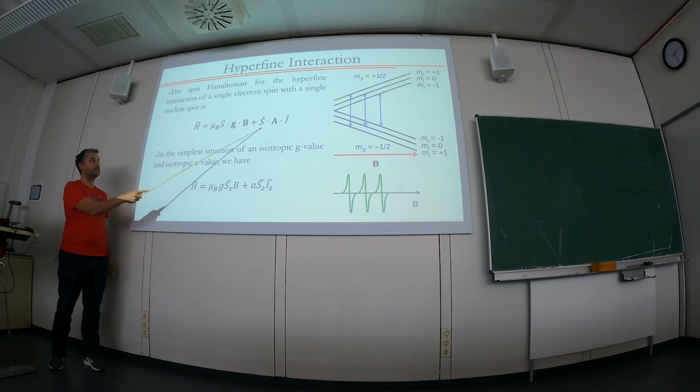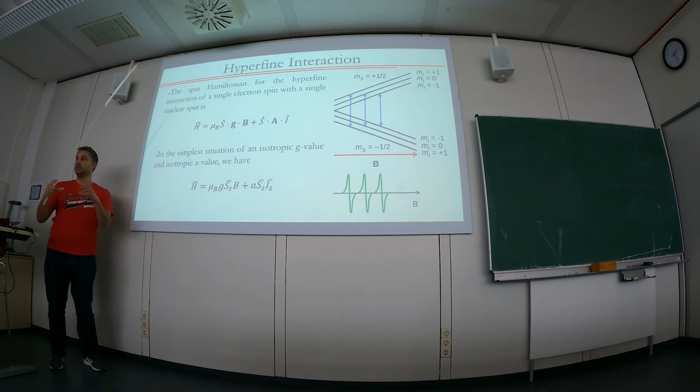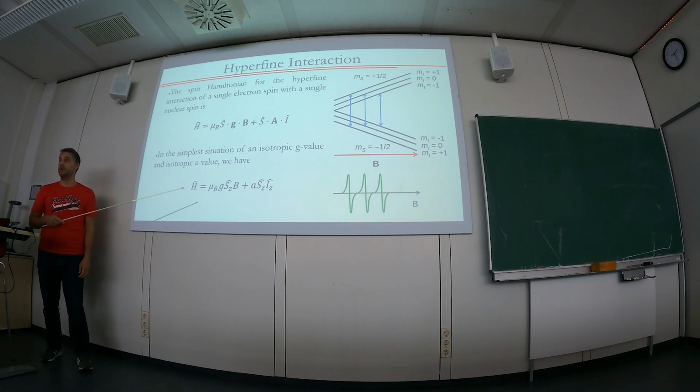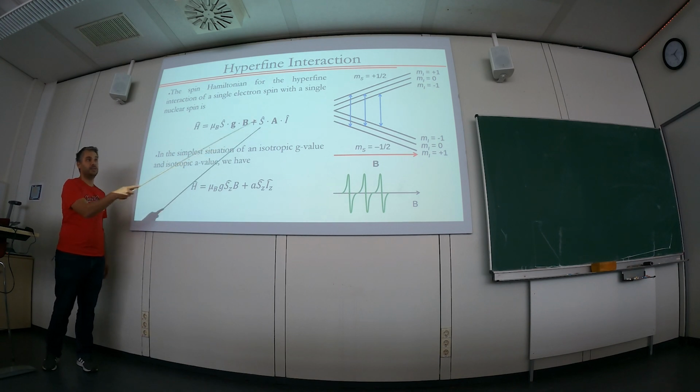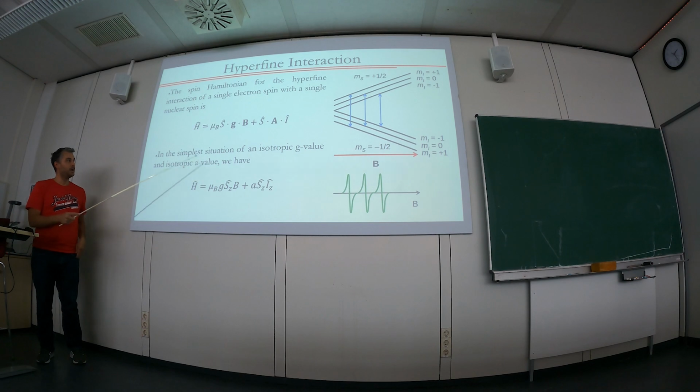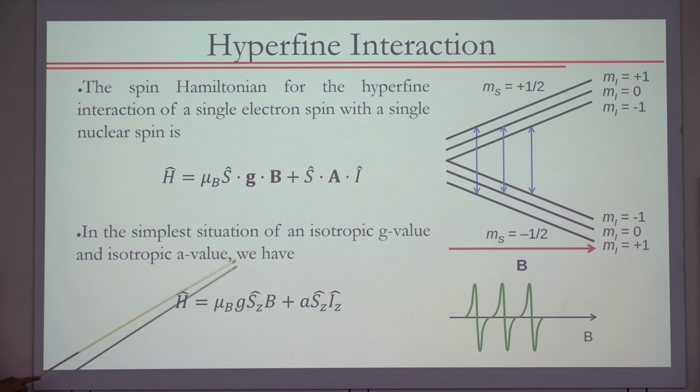So this is a vector, this is a vector, this is a tensor. A tensor is basically a matrix, in this case a 3 by 3 matrix. So you can actually calculate this stuff as matrix vector products. If we take the simplest case and say, okay, this is completely isotropic, so the G matrix is only a G value, only one number for all directions, the same for A, then you can choose the same quantization direction for both matrices.